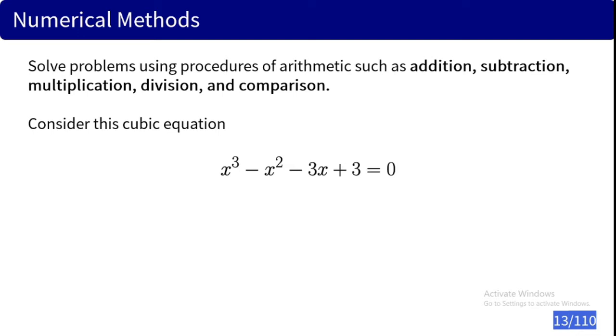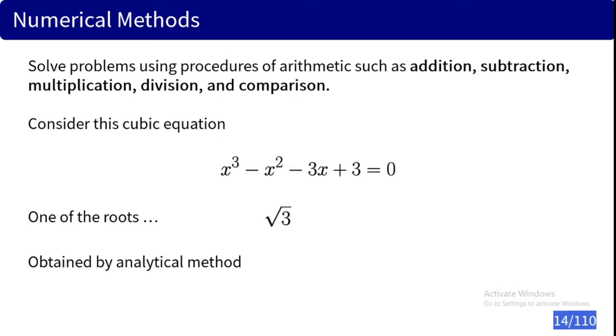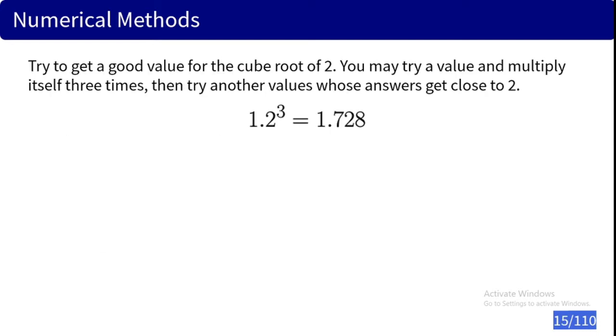So we'll consider this cubic equation. Kaning nakita nyo nga equation, no? X cubed minus x squared minus 3x plus 3 equals 0. By analytical means, we can say nga one of the roots niya is square root of 3. So kaning square root of 3 is obtained by analytical method. Sure na ko nga makuha ninyo ni gamit ang mga previous nga mathematics ninyo sa inyong unang mga years.